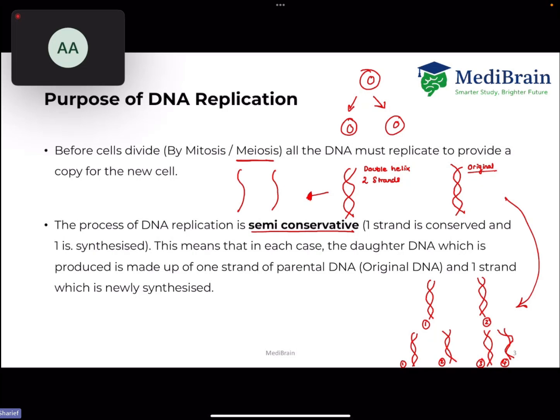So in the daughter DNA, whenever you're going through generations of cells, the daughter DNA which is produced will have one strand from the original DNA and one strand which is newly synthesized. Okay, so that's the purpose of DNA replication. We need DNA replication. It forms a vital process within the body.